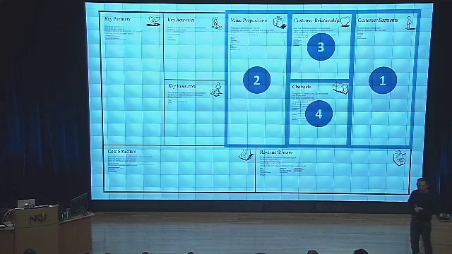Number 4 is customer channels. So how do you reach your customers? How do you sell to them? Is it going to be an e-commerce site? Are you going to sell software on the App Store?